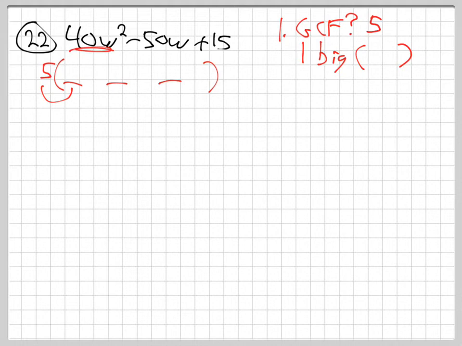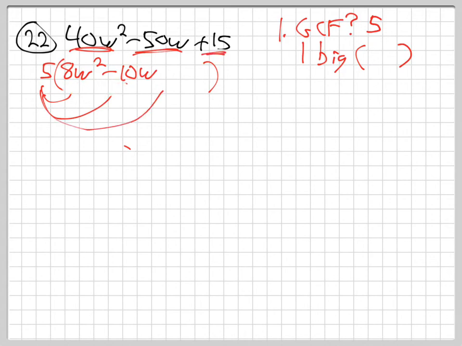We'll go back to 40w squared: 8w squared. 5 times what? We'll go back to minus 50w: minus 10w. And 5 times what? We'll go back to 15: plus 3. There we go. Okay, so we took out the 5. Now, what about this 5? He's going to stay there in the front. He's part of the final answer. We just don't do anything else with him.